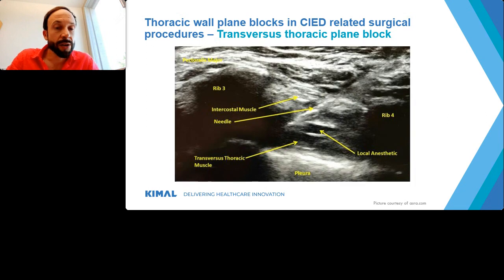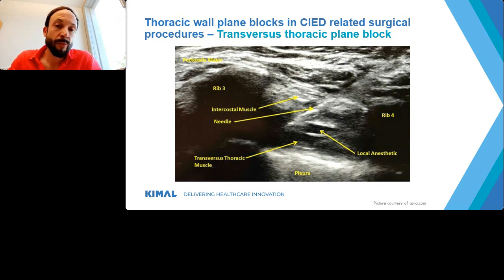And this is another ultrasound picture where you can see the needle advancing from the right upper corner. You see the intercostal muscle and the transversus thoracic muscle, and here you can see the desired spread with the first 5 cc of local anesthetic introduced between these muscles.